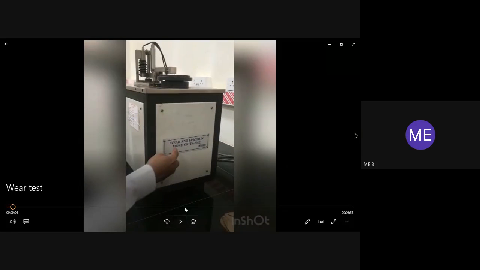This is the wear testing machine. You are mounting the specimen at the top and at the bottom there is a disc. Your specimen is like a pin, and as the disc rotates and is in contact with the pin, it will wear out. You are measuring the wear of the pin. That's why it is referred to as a pin on disc wear testing machine.